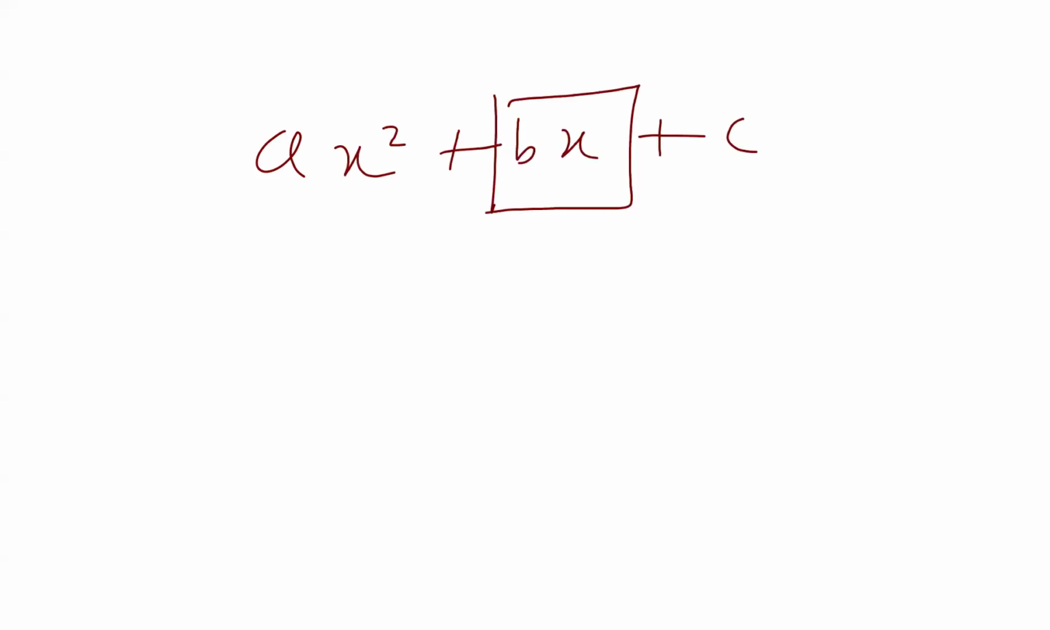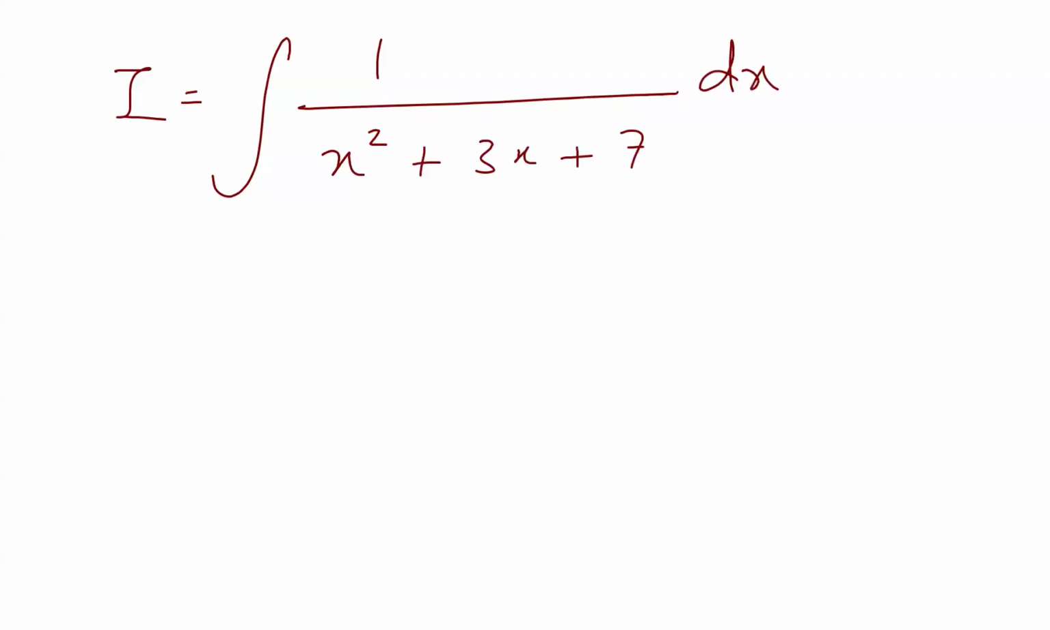Guys, we are starting with the second category of problems of completing squares, where the quadratic will have a middle term: ax square plus bx plus c. So we'll have the middle term over here. Earlier, in the previous session, we solved problems wherein the middle term was not there. So this time we'll solve problems in which the middle term is there. Okay, I'll take a simple problem first.